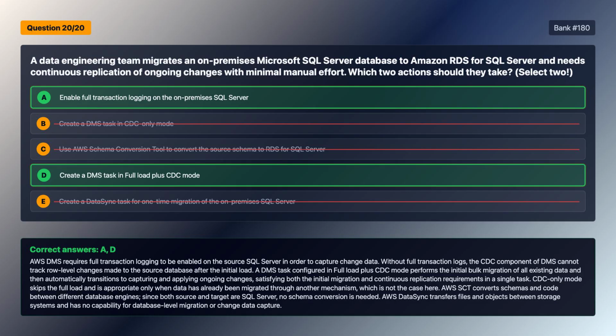AWS SCT converts schemas and code between different database engines. Since both source and target are SQL Server, no schema conversion is needed. AWS DataSync transfers files and objects between storage systems and has no capability for database-level migration or change data capture.